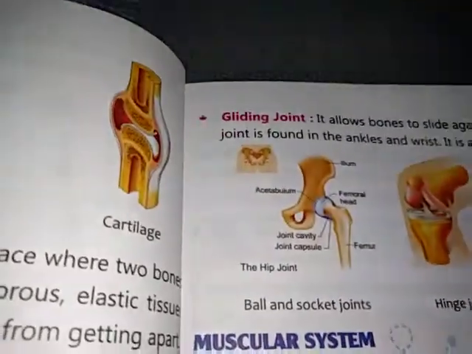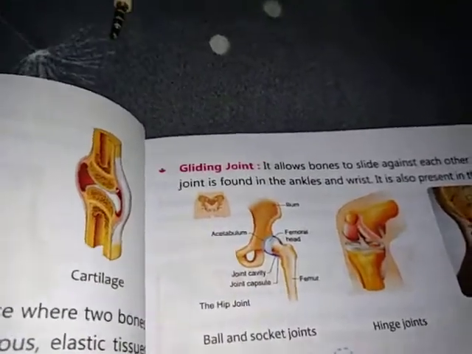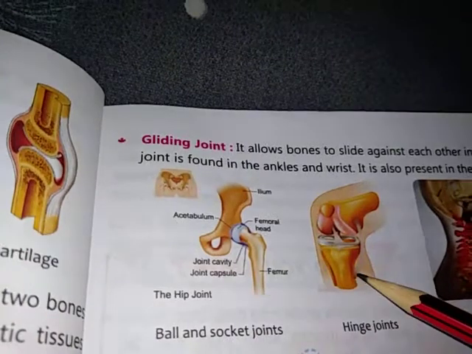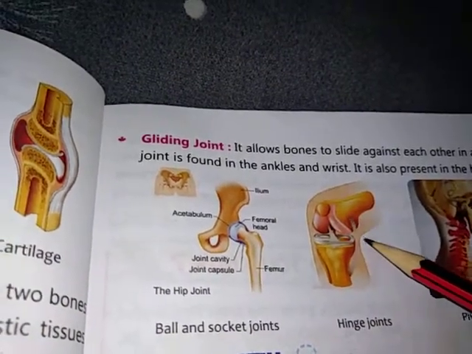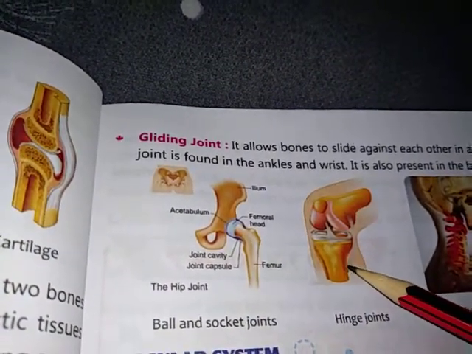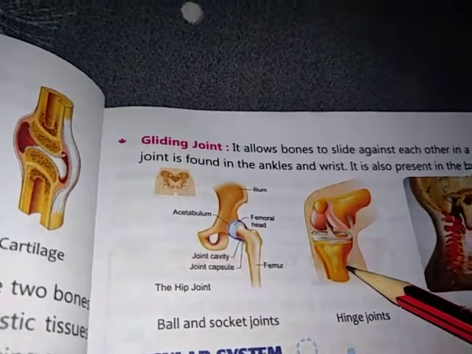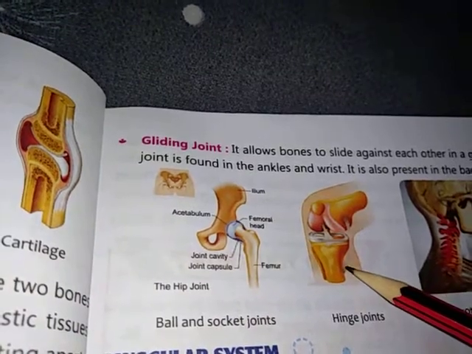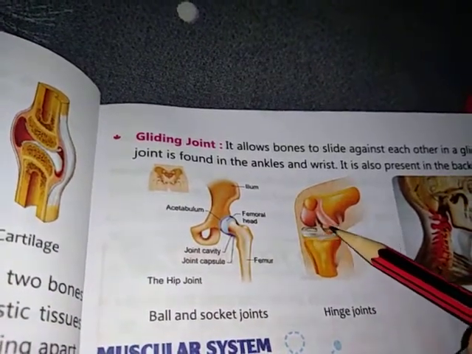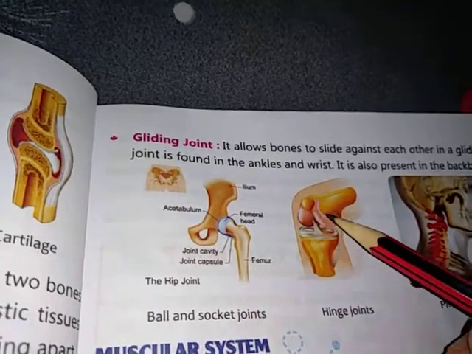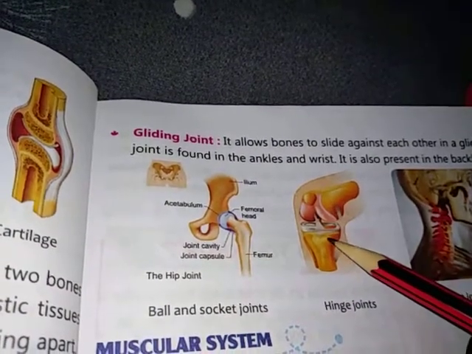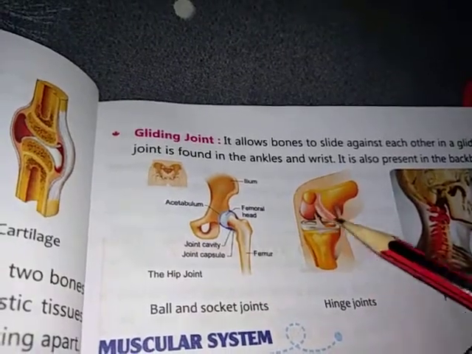Now in this diagram we can see that the white part is ligament. These are the elastic or fibrous tissue which joins from here to here, from one bone to another, and this is cartilage which prevents both the bones from striking together, and these are ligaments.